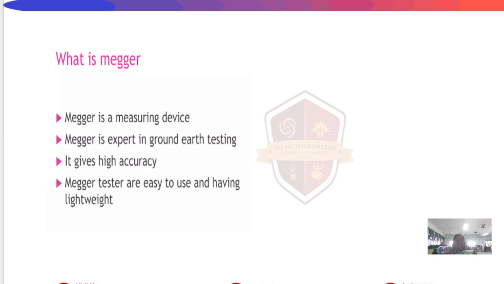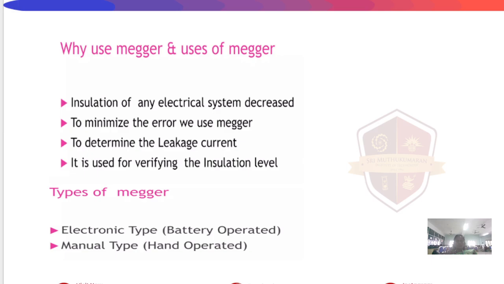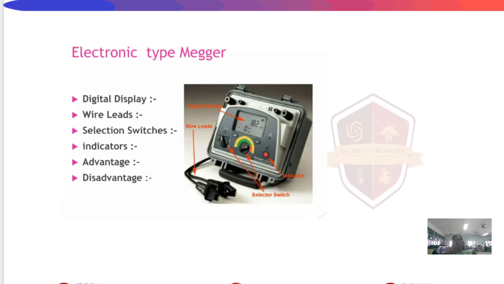Now let us discuss the Megger. A Megger is an instrument used to measure insulation resistance. It is mainly used to check insulation of cables, motors, and electrical equipment. There are two types of Meggers. First one is the hand crank Megger. The second one is the electronic Megger. In the hand crank Megger, the test voltage is generated by rotating the generator. In the electronic Megger, a battery is used to generate test voltage.